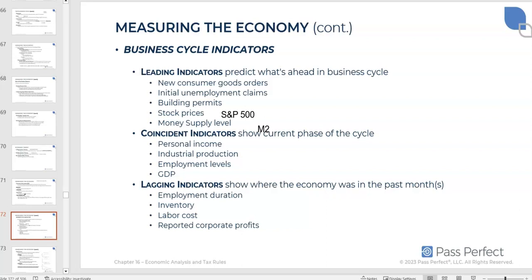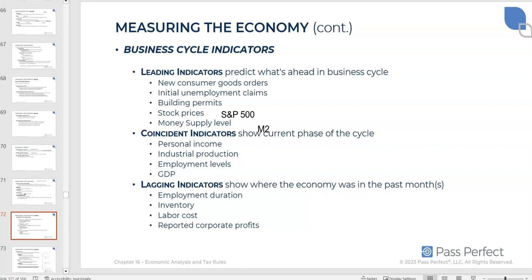The coincident indicators show what is going on right now. What part of the business cycle is it currently in? That includes personal income, because that's what people have to spend, both discretionary and disposable incomes. Industrial production, what are factories turning out right now? How are things rolling off the assembly line? The current levels of employment and, of course, gross domestic product show what's happening currently.